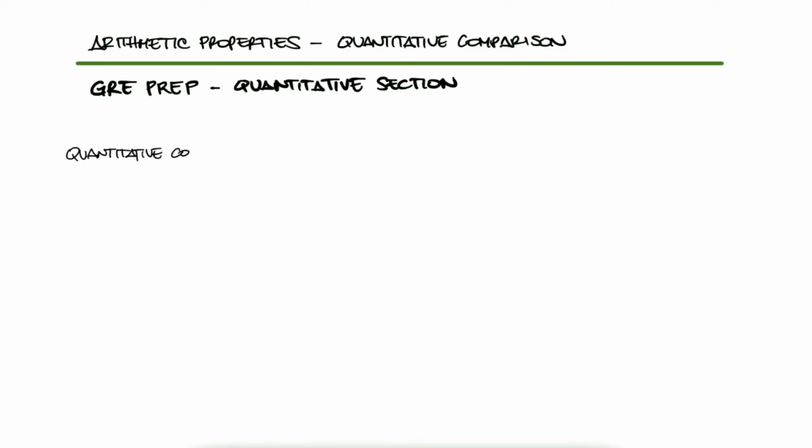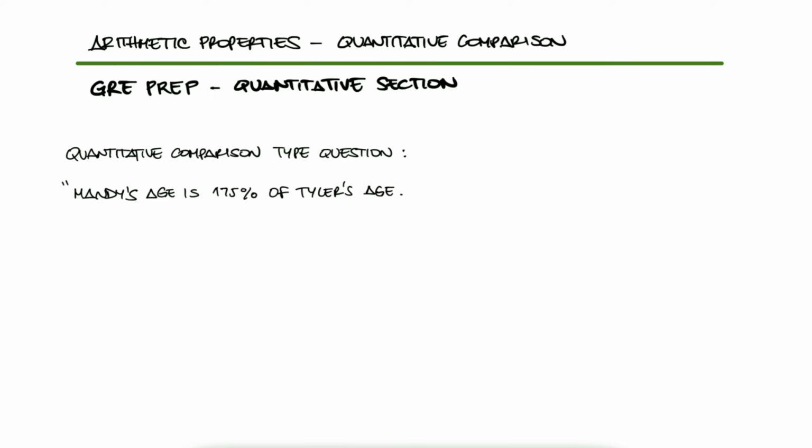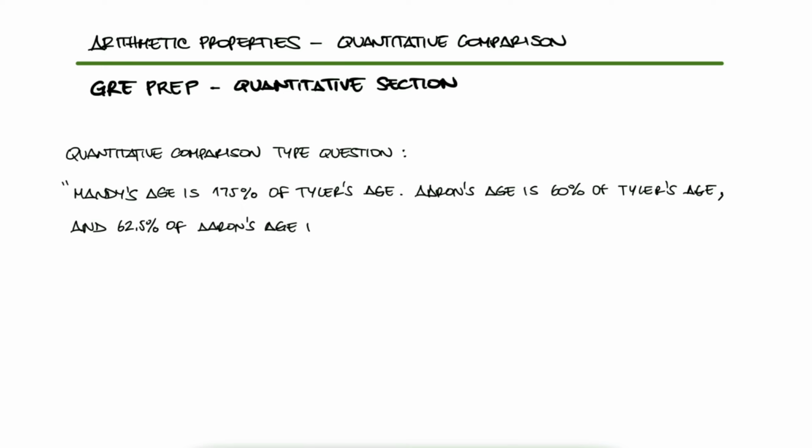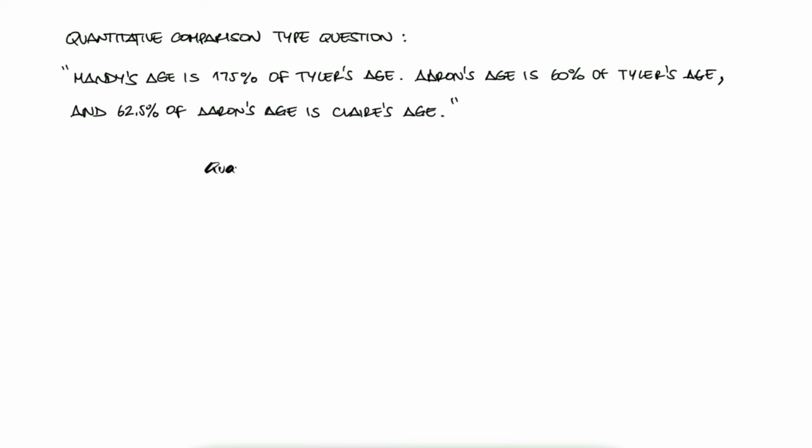A quantitative comparison question reads, Mandy's age is 175% of Tyler's age. Aaron's age is 60% of Tyler's age, and 62.5% of Aaron's age is Claire's age. Quantity A is Claire's age, and quantity B is Mandy's age.